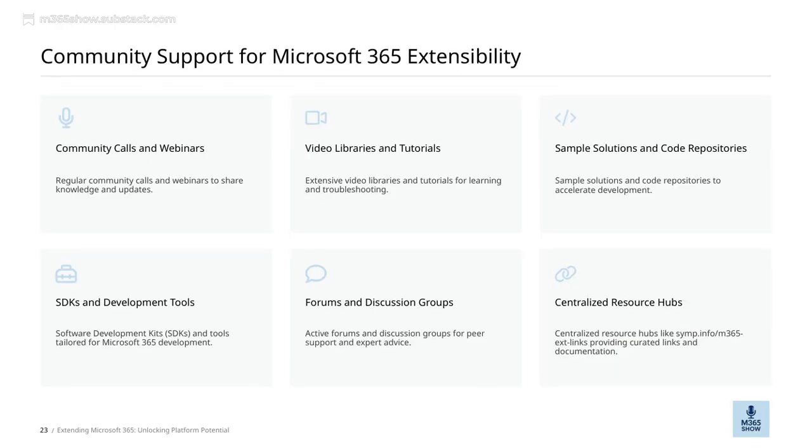Let's take a look at how the community supports Microsoft 365 extensibility. Centralized resource hubs, like SIMP.info/m365x links, are incredibly valuable because they provide curated links and documentation all in one place. This makes it easier to find reliable information quickly. Active forums and discussion groups also play a crucial role.